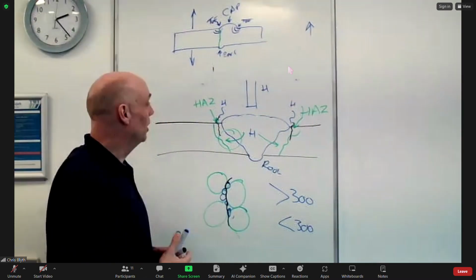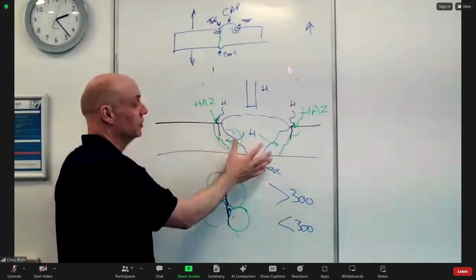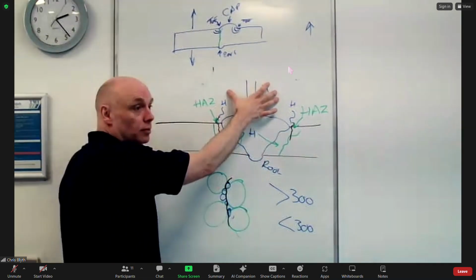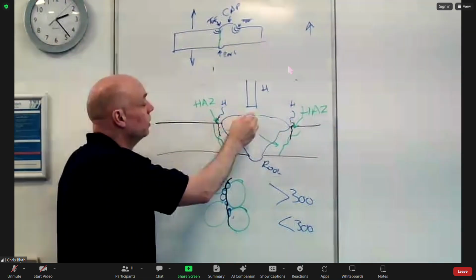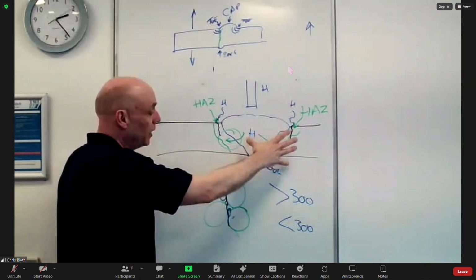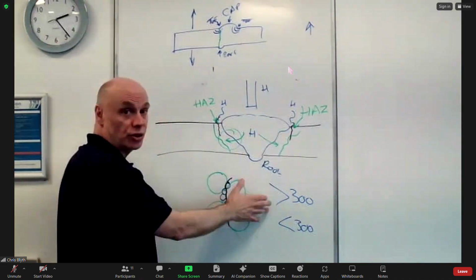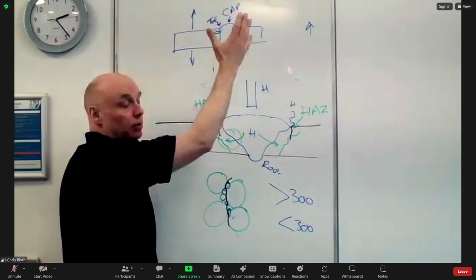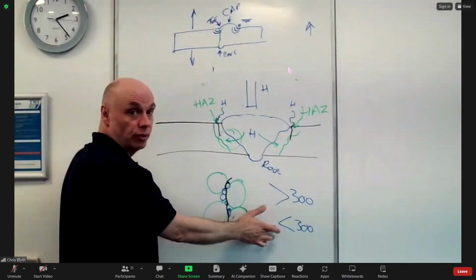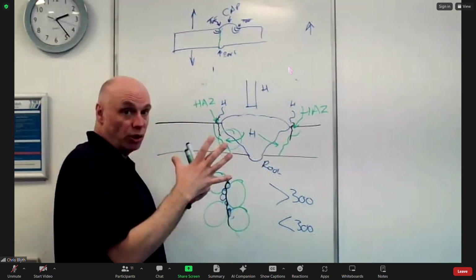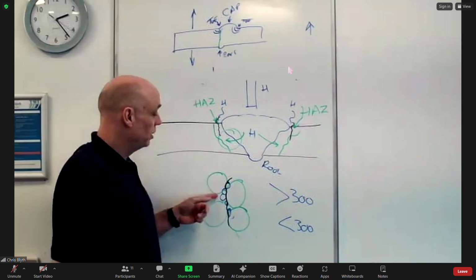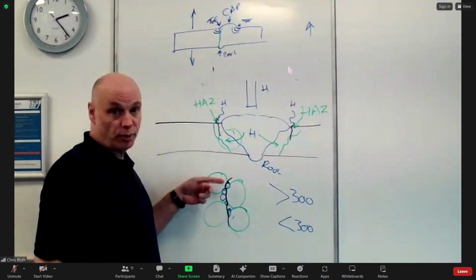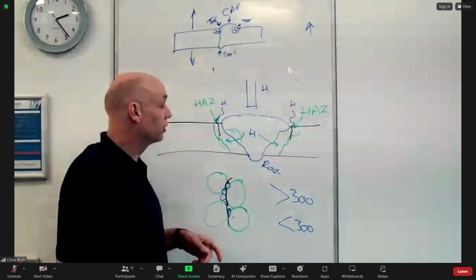Okay. So again, hydrogen is introduced into the weld metal from the electrode, from the welding consumables. Hydrogen migrates to the HAZ. At an elevated temperature, hydrogen can escape. When the temperature drops below 300 degrees, everything squeezes up a little bit tighter. Hydrogen gets squeezed, builds up the pressure, and causes the material to crack.